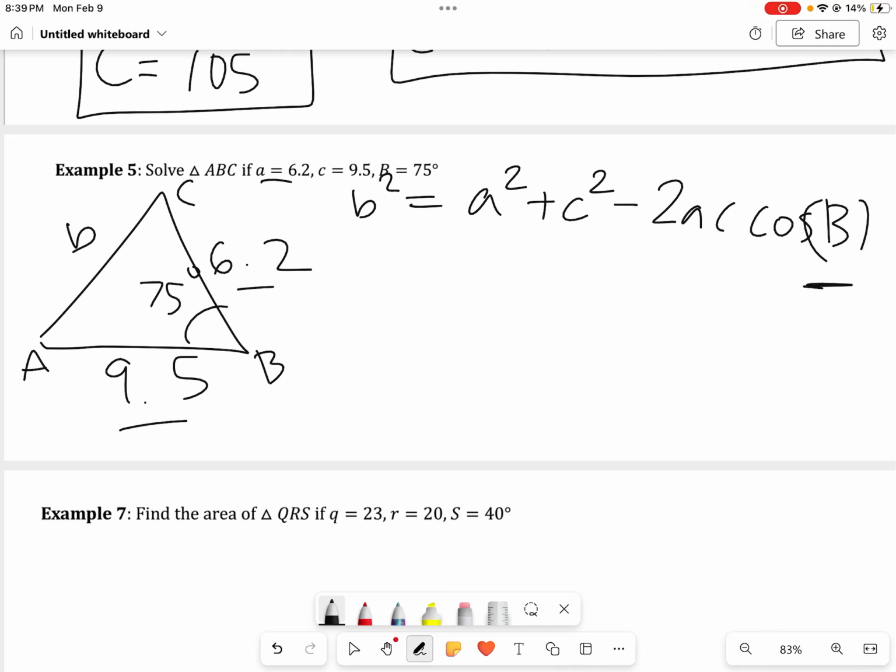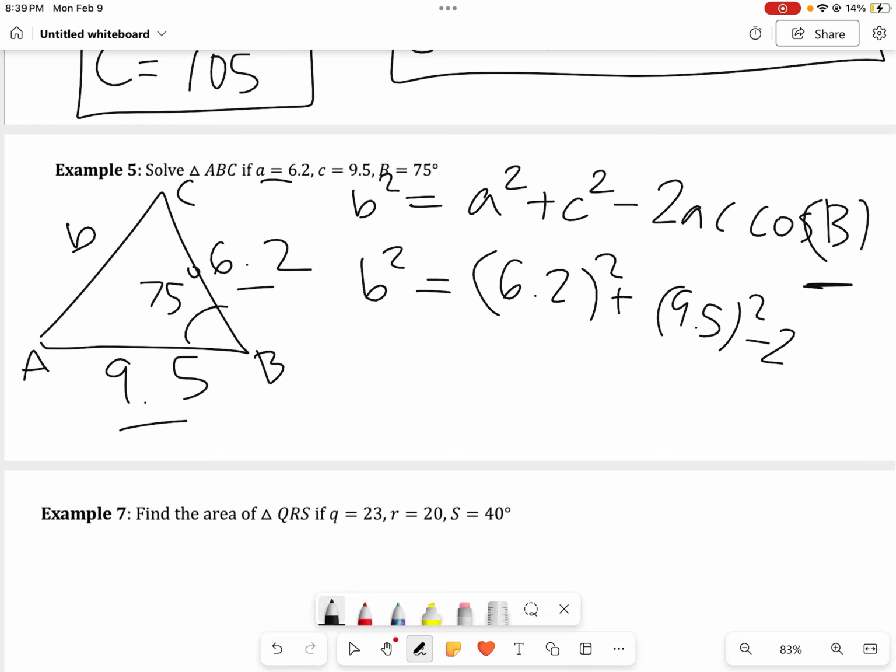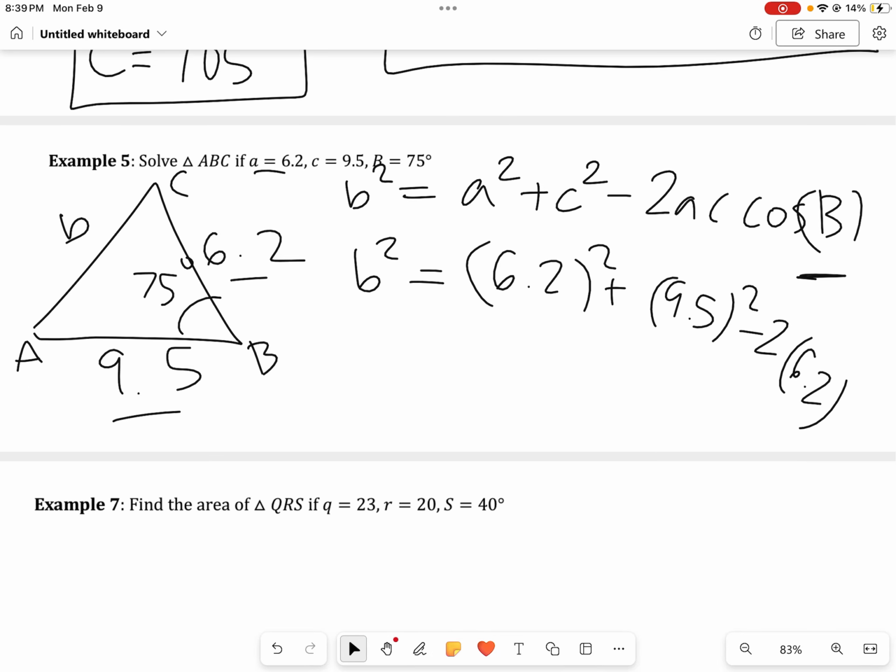Okay, so if we plug in the values, we're going to get B squared equals 6.2 squared plus 9.5 squared minus 2 times 6.2. This is not working. Hold on.